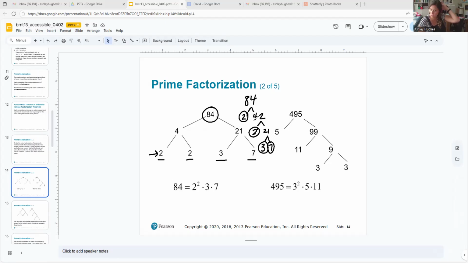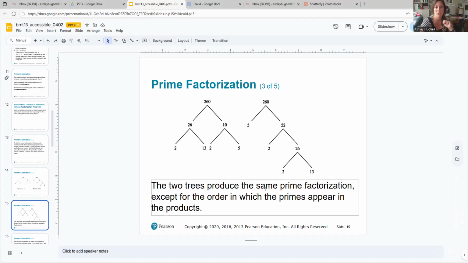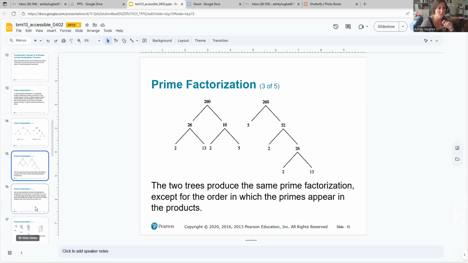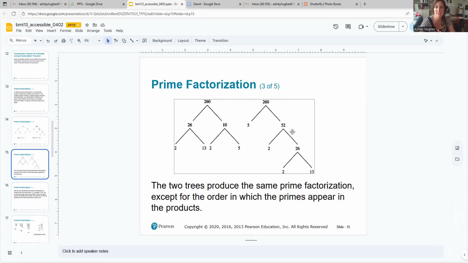So in order to do a factor tree, you just have to think about one factor at first, and then you keep dividing down until you get only prime numbers. These two trees produce the same result, so this is an example of how there could be different ways to get to the same end result.